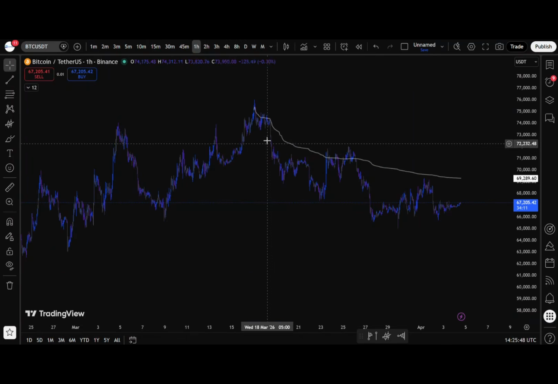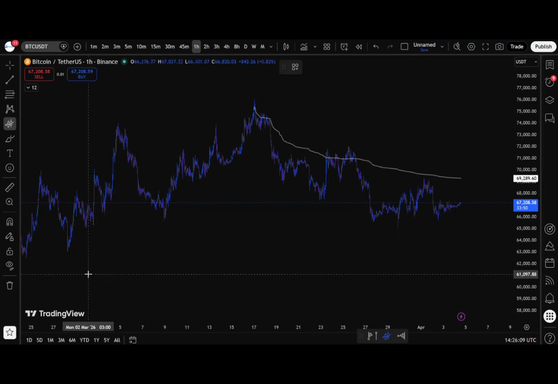We can see price came down, tried to back test it and broke down, and we could not test it again. Tested it here, had a fake out, came down, had a fake out, come back up, and we had a fake out again. And now we are below it.